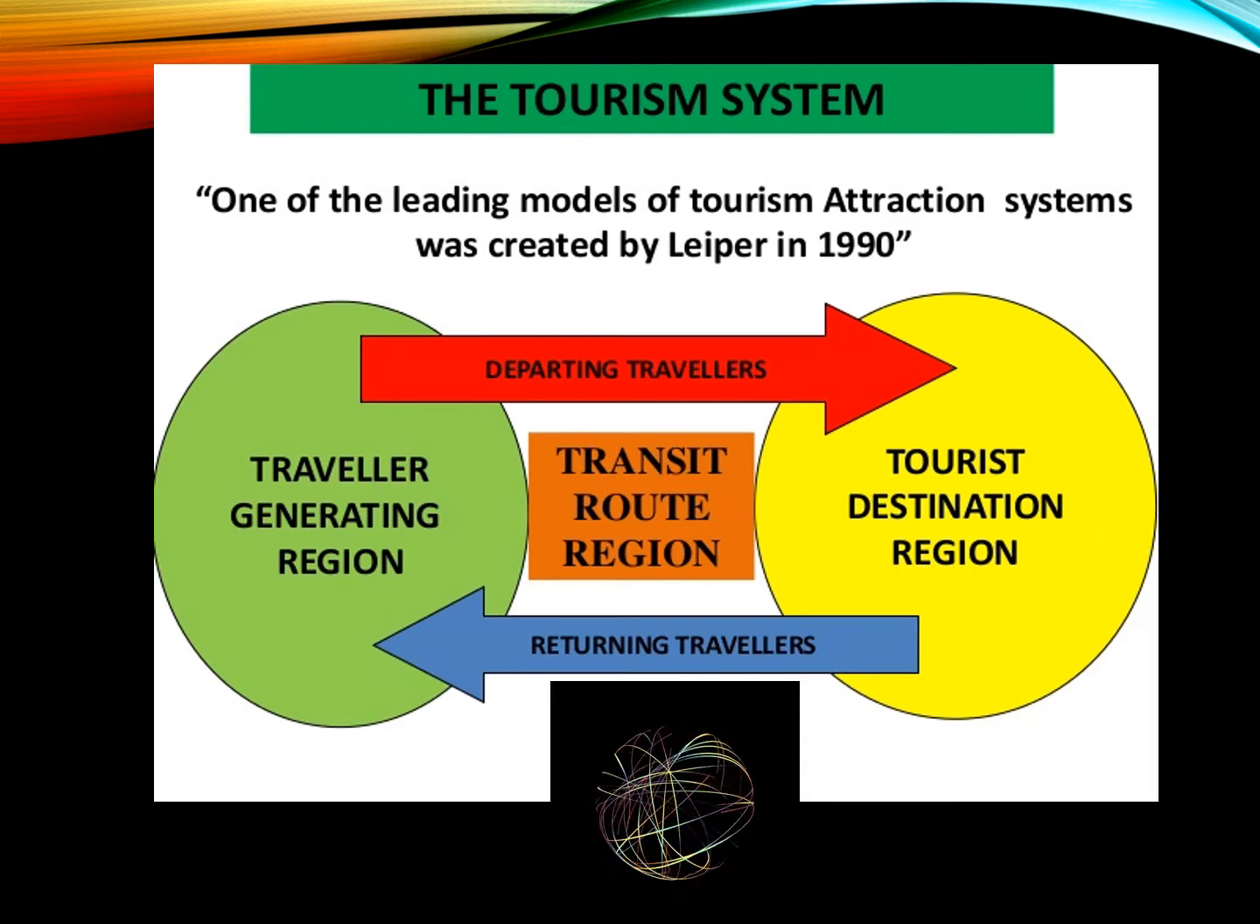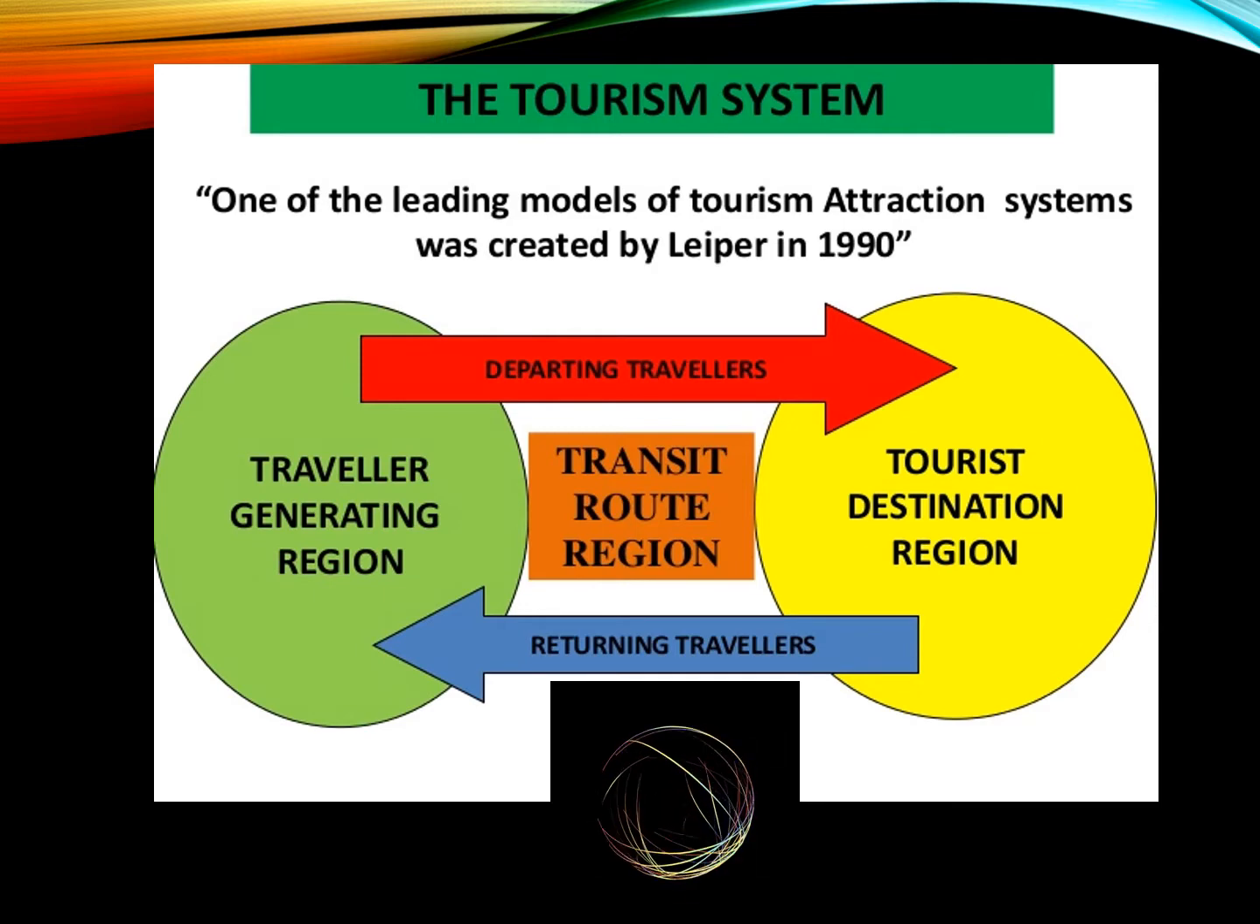In Leiper's tourism system, he identifies three major geographical features as depicted in the diagram. The green one, the traveler generating region. The yellow one, the tourist destination region. And in between these two major features is the TRR, or the tourist transit region. So the tourism industry is of course at the heart of the tourism system. All of the parts that make up the structure of tourism are found within the tourism system.